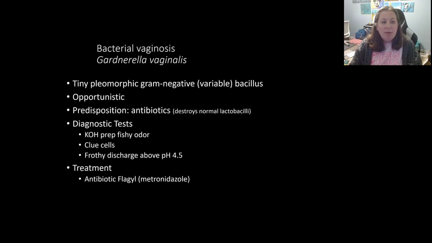Diagnostic tests are going to be with what we call a KOH prep. A lot of times it also produces a fishy odor, and so it has a certain smell to it. We're going to also look underneath the microscope for what we call clue cells, and then also there's normally a frothy discharge that's present, and the pH is very high at 4.5. Treatment is going to be antibiotics, and Flagyl is going to be the main type of antibiotic.